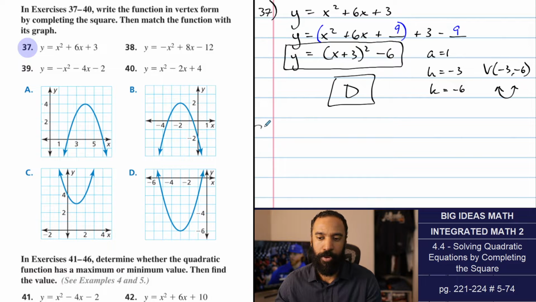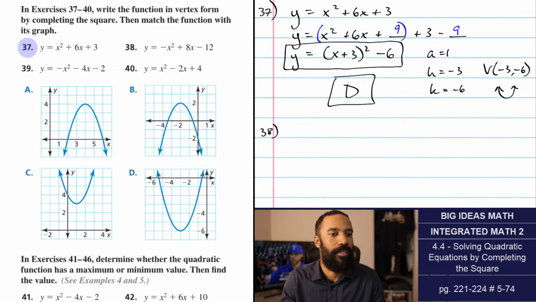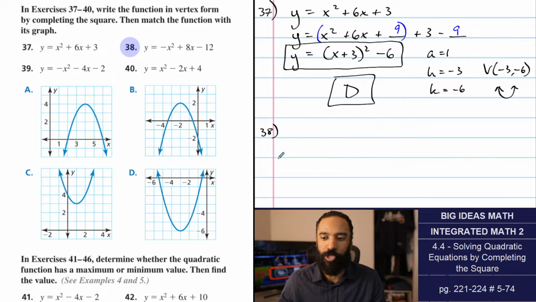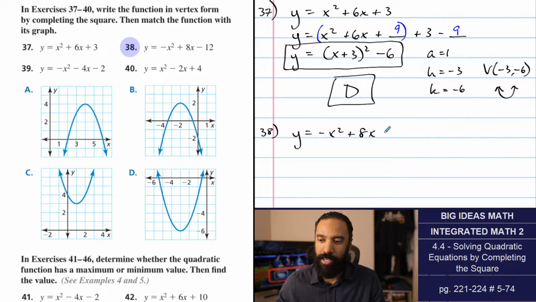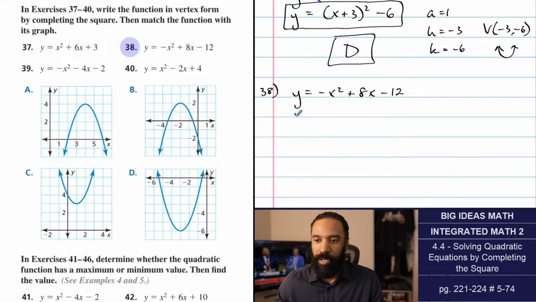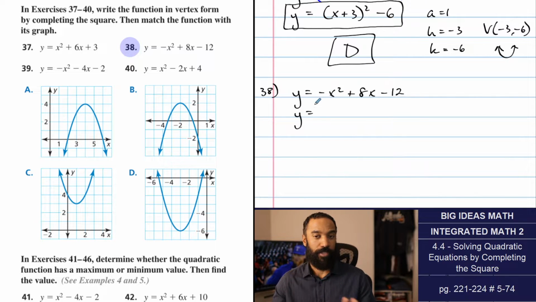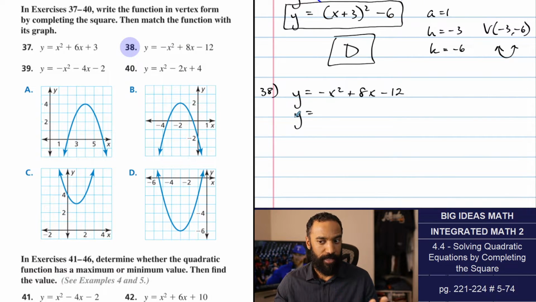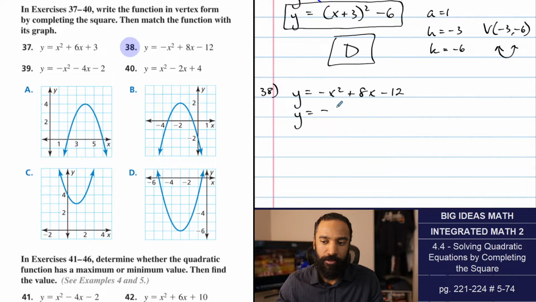Number 38. Y equals, okay, here's a negative. Here's a new thing we're going to learn. Negative x squared plus 8x minus 12. Couple things got to happen. I'm not going to divide anything, only factor, because anything I do has to affect this side of the equation as well if I divided. So I'm going to factor. I'm going to factor -1 out.